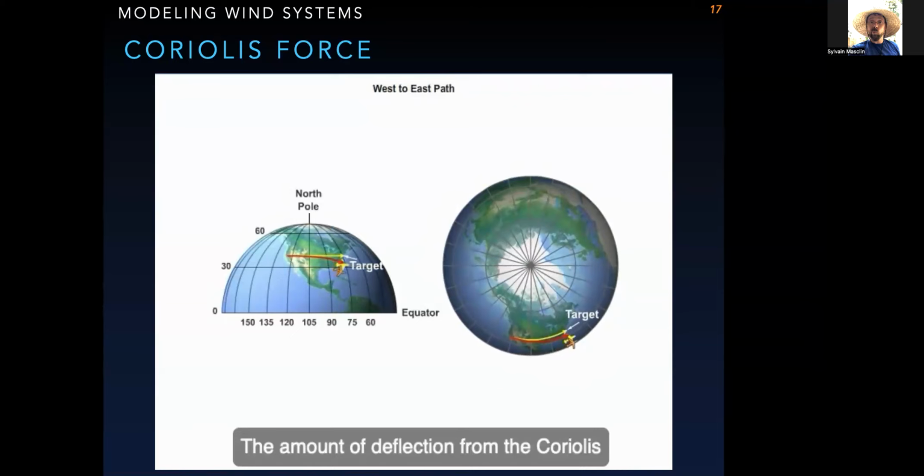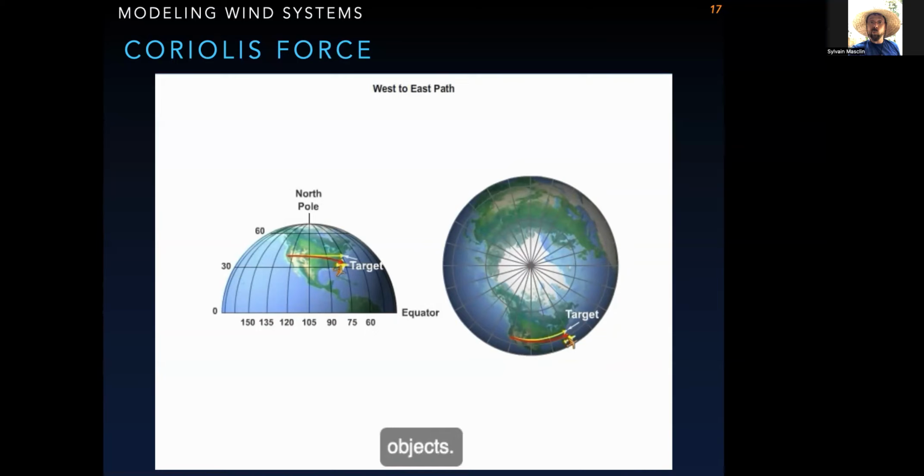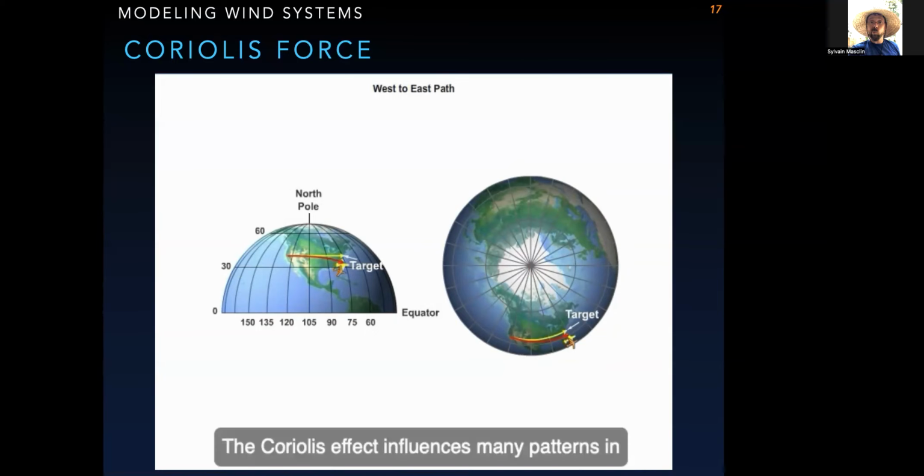The amount of deflection from the Coriolis effect varies by latitude. The deflection is greatest at the poles and diminishes toward the equator. At the equator, there is no Coriolis effect deflection. In addition, rapidly moving objects are deflected more than slowly moving objects. The Coriolis effect influences many patterns in physical geography. For example, major ocean currents exhibit deflection to the right in the northern hemisphere and to the left in the southern hemisphere.